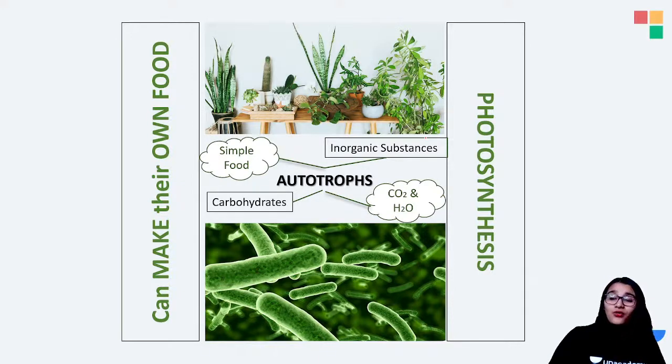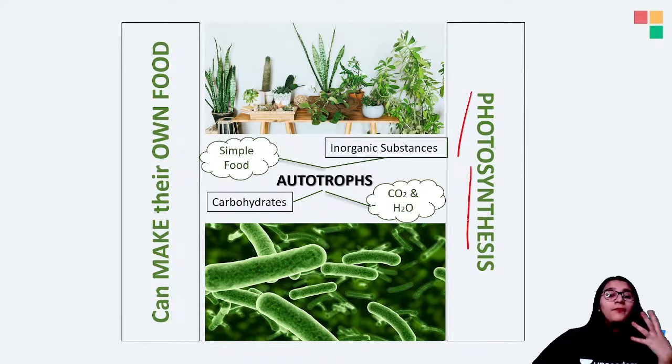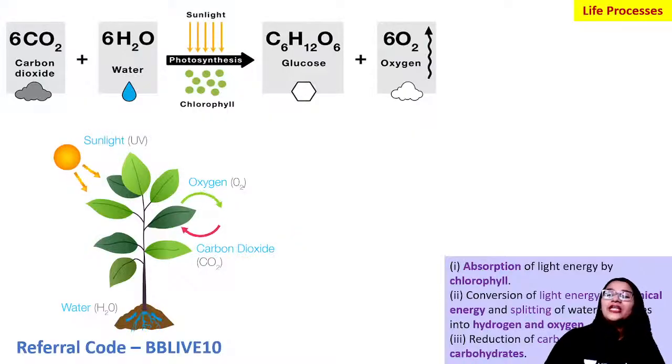The answer is no. We cannot make our own food unless and until you're Hulk or Gamora, even if they have chlorophyll. So only the individuals on earth who have the pigment chlorophyll can make their own food by photosynthesis. What is photosynthesis? Photo is light, synthesis is to make something, right? So using the inorganic substances like carbon dioxide and water, we make simple food like carbohydrates, which are used by the heterotrophs, or the people who cannot produce food, right?